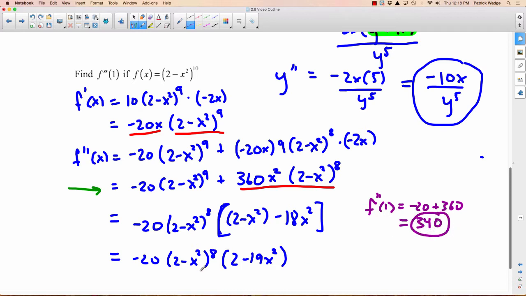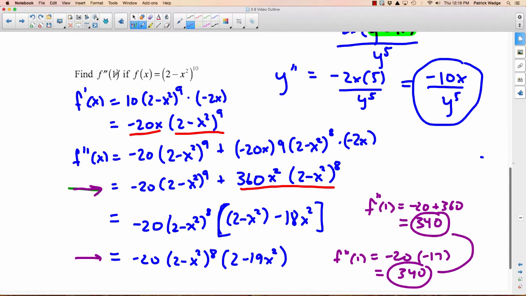Want to double check or show that it works even if you did it here? So I'll just write the same thing. If you put 1 in here, 2 minus 1 squared is 1, 1 to the 8th power is 1, negative 20 times 1 is negative 20, just like we had here. So 1 squared is 1, 19 times 1 is 19, 2 minus 19 is negative 17, and negative 20 times negative 17 is 340. We get exactly the same thing. So it doesn't matter which way you do it, but hey, if you know what you're plugging in, especially if you know you're plugging in a 1, which makes it so easy, I would probably have done it back here, but you do need to know how to get down to here in case it was f double prime of x. Make sense, everybody? I hope so.